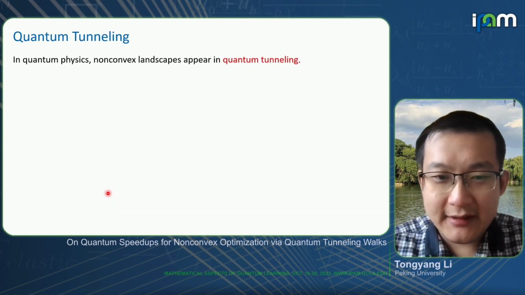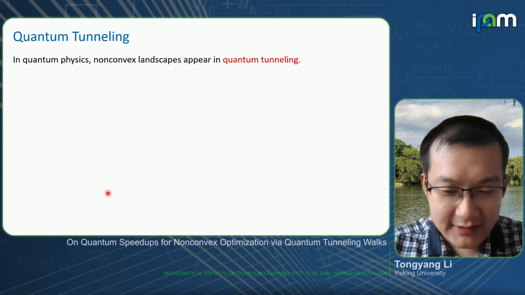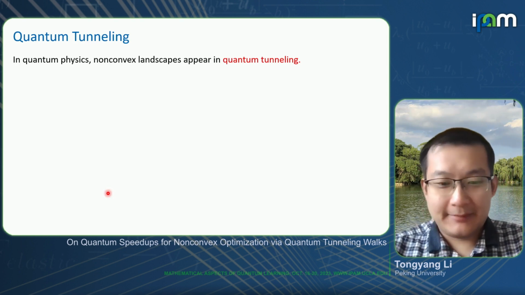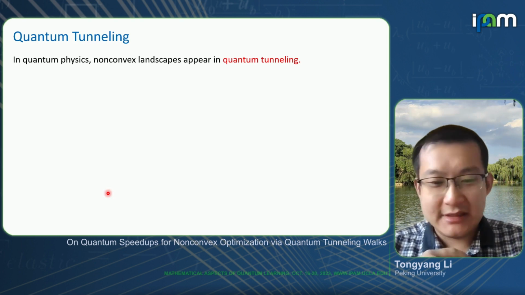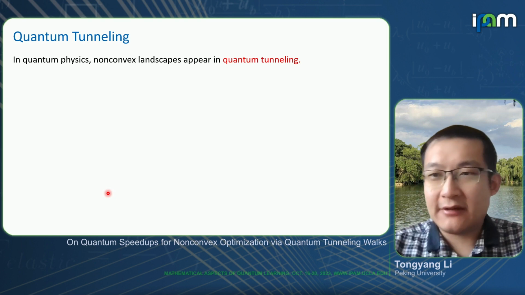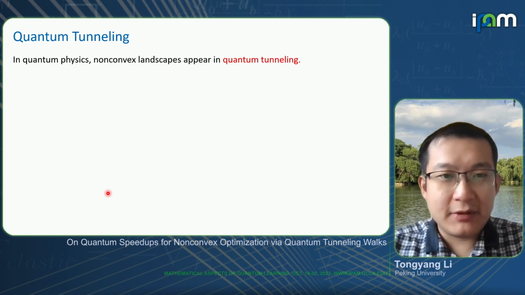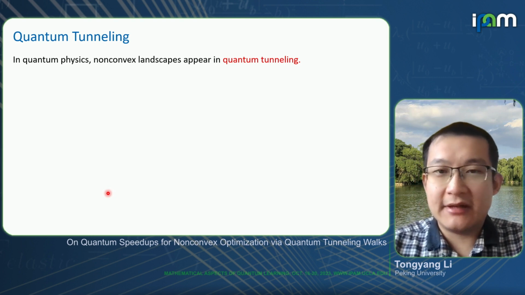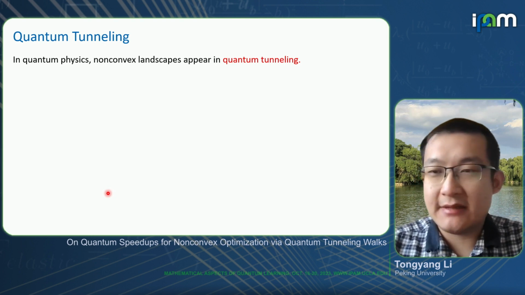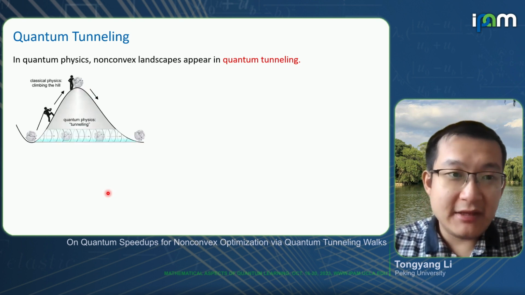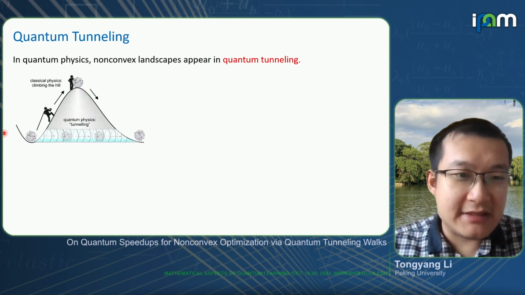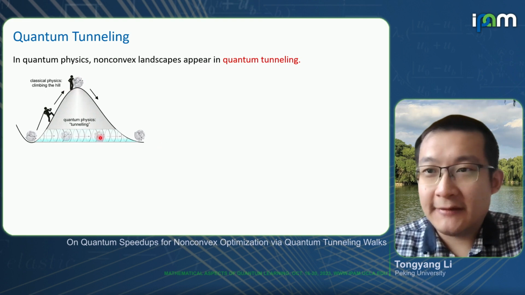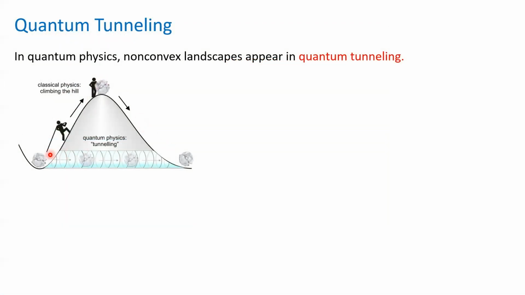And the idea that we are going to think about is this: applying stochastic gradient descent, we need to jump through this kind of high landscape. In terms of quantum mechanics, there is a concept called quantum tunneling, where such non-convex landscapes commonly appear. So the observation is that here we have a potential that we need to jump through.